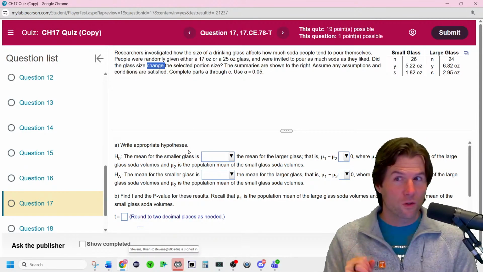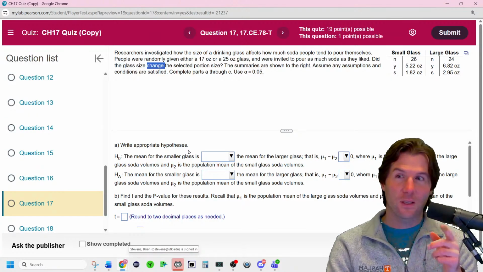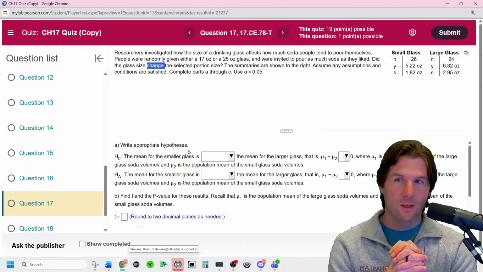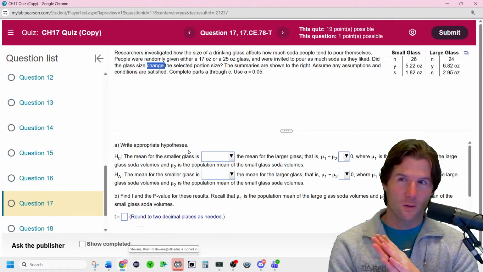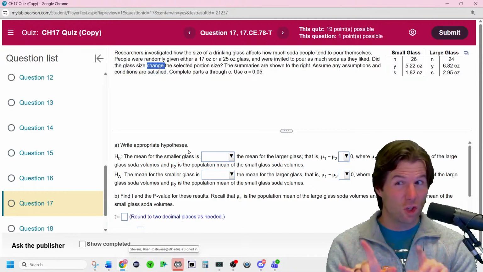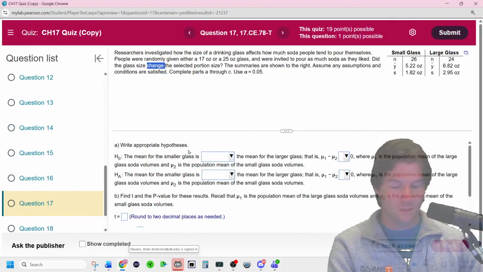Remember, look to the researcher's question to remember which way to do the sign. Is this a less than, greater than, or does not equals? Because we're asking, does it change how much people put in the glass? So is this does not equals, less than, or greater than? The question is, it does not equals, because does it change? It's not asking, do they put more in this glass or less in this glass? It's asking, does it change?